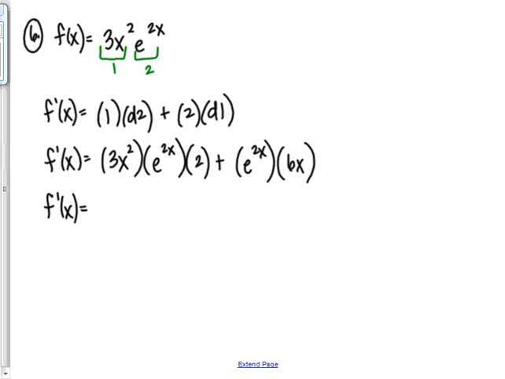So here, I'm going to multiply the 3x squared times the 2. And I would get 6x squared e to the 2x. And over here, I'm just going to kick that 6x on the front. So 6x e to the 2x.